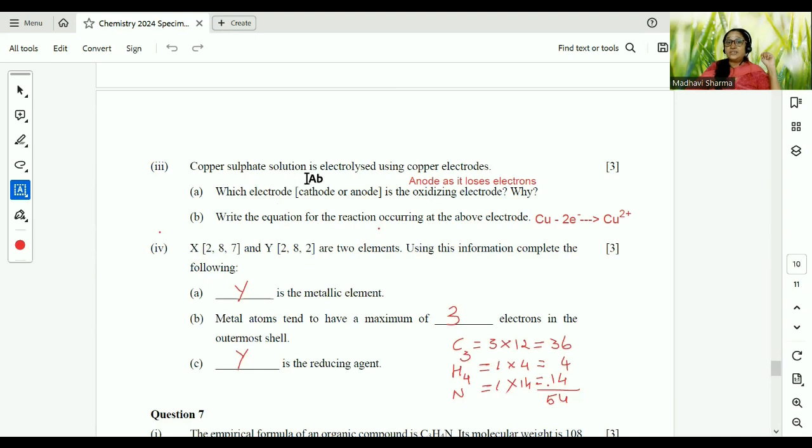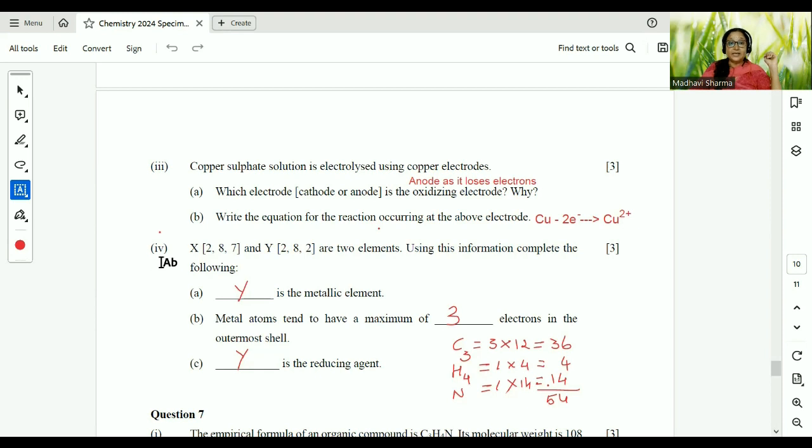Copper sulfate solution is electrolyzed using copper electrodes. Which electrode, cathode or anode, is the oxidizing electrode and why? Anode is an oxidizing electrode because it loses electrons. Equation at anode will be Cu minus 2e minus gives Cu 2 plus.